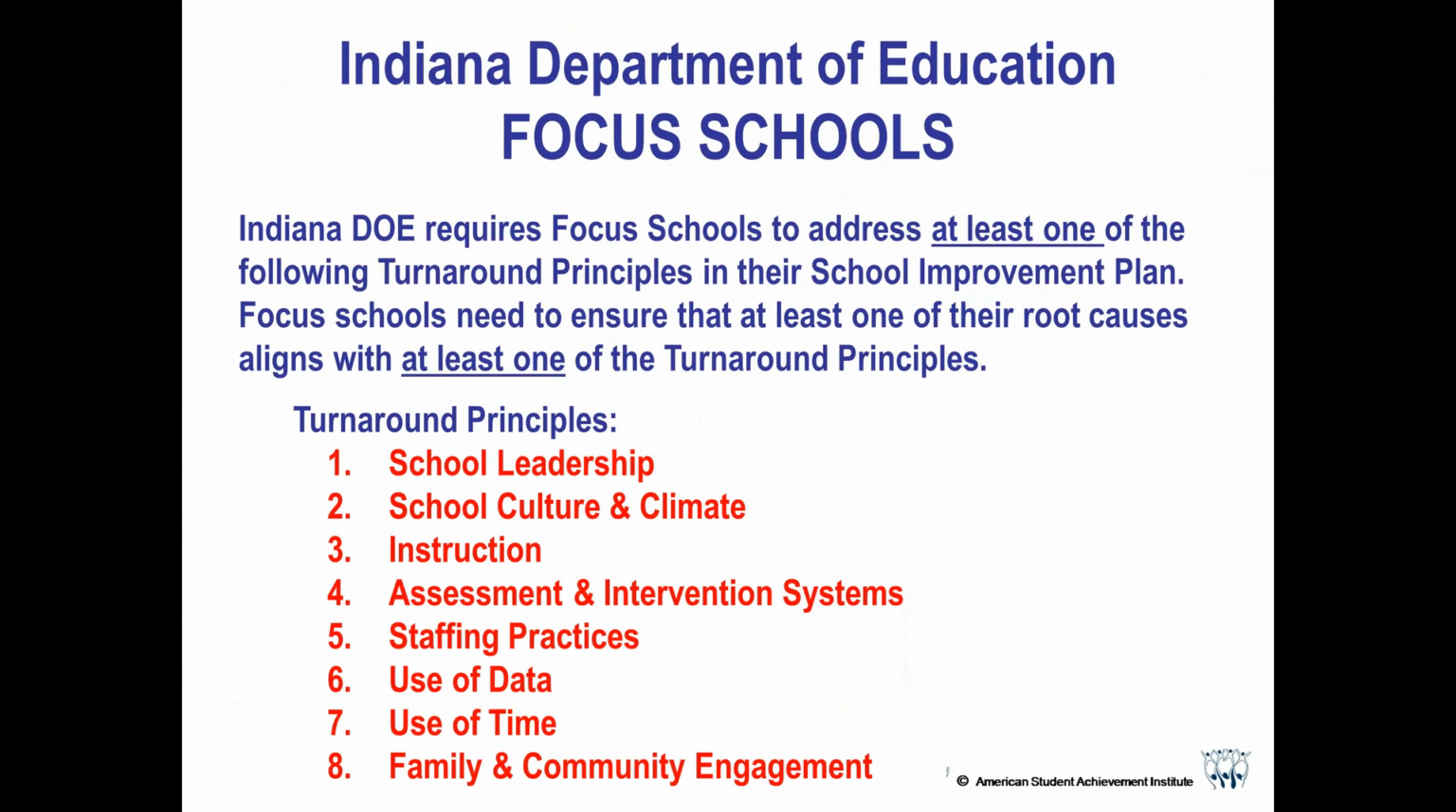If DOE has identified your school as a focus school, then you need to make sure that you're addressing at least one of the turnaround principles. So it's kind of the same as for priority schools, except you don't have to hit all 8. You just have to make sure that at least one of your root causes addresses at least one of the turnaround principles.